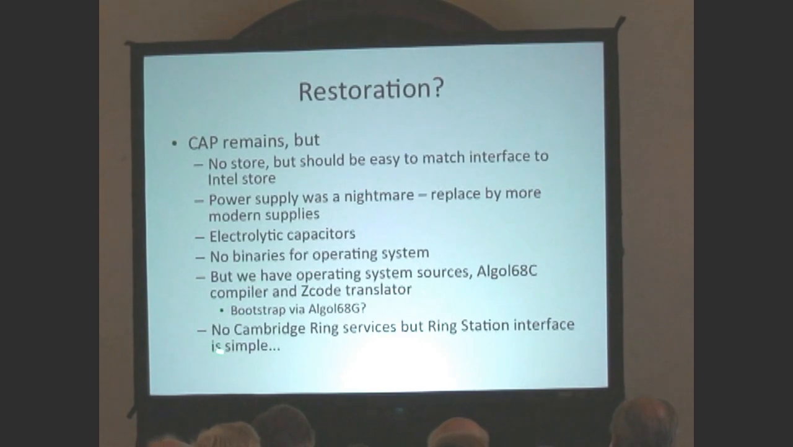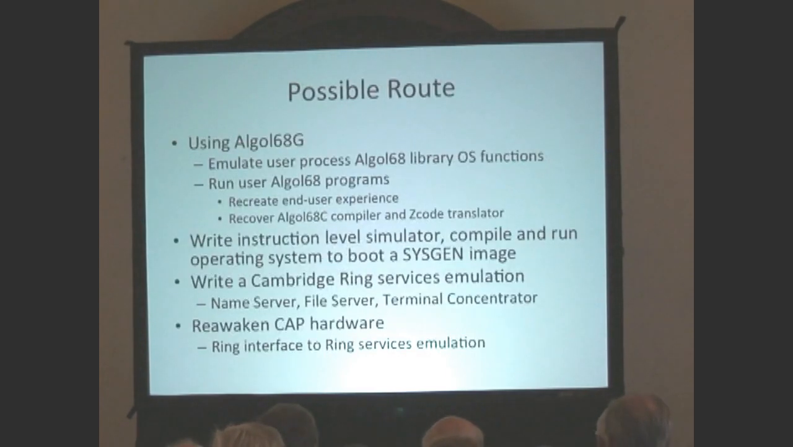and you could obviously write some kind of simulator. But you've lost the Cambridge ring and the ring services, so you have to emulate all that lot in some way. But the ring interface is very simple. So you could program up the rest of the universe on a PC and then connect CAP to it, if you wanted to. So you use Algol 68C.